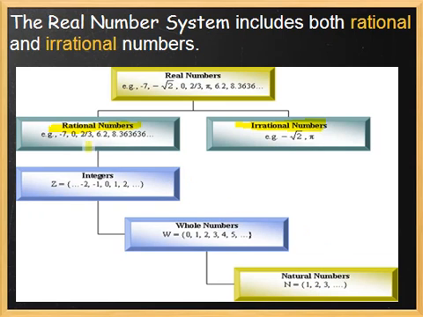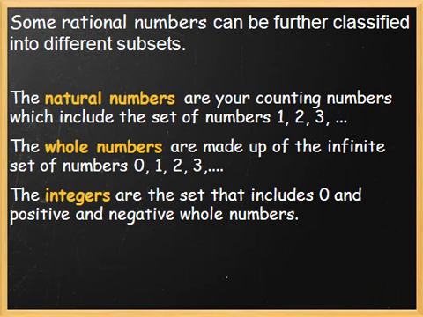Rational numbers include our set of integers, whole numbers, and natural numbers. Rational numbers are fractions such as 2/3. We can also represent them as integers like -7, or as decimals that repeat such as 8.3636 repeating. Let's look at some of those definitions. Rational numbers are classified into different subsets.